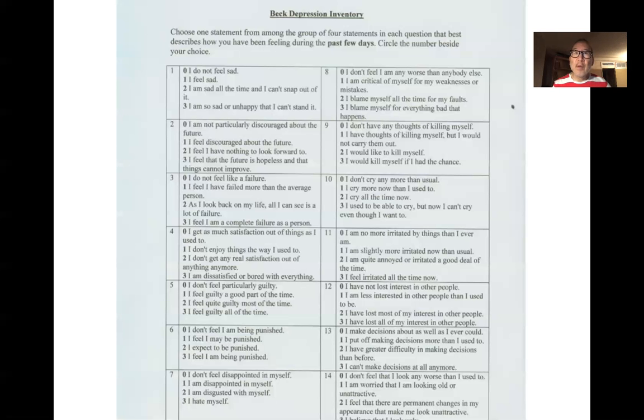So here are examples of items from the Beck Depression Inventory, right? 4-point Likert. The first item: "I do not feel sad. I feel sad. I'm sad all the time and I cannot snap out of it. I'm so sad or unhappy that I can't stand it." Yeah, very simple kind of measure, right? But you can see it does a pretty nice job of measuring sadness along a 4-point continuum.